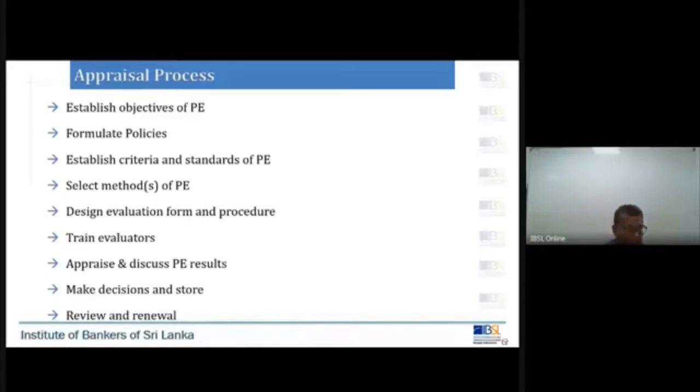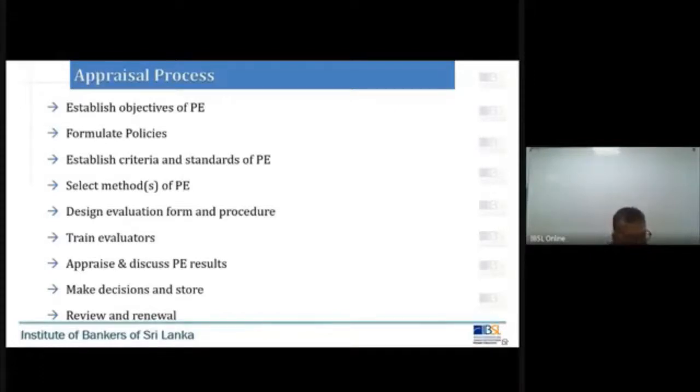Formulate policies. Policies basically involve the rules for the evaluation. Second one, formulate policies. Now, who is going to evaluate you? Formulate policies. Who is going to evaluate you?